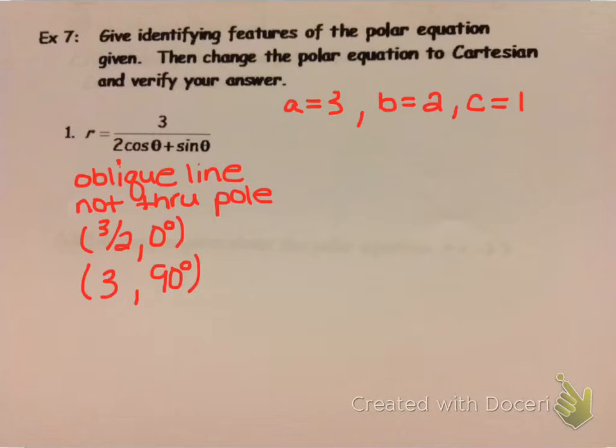So that's actually quite a bit of information about that line without ever converting to Cartesian form. So now I'm going to convert to Cartesian form to confirm it and figure out the relationship between A, B, and C and my normal slope and y-intercept information about my line. So I had r equal to 3 over 2 cosine theta plus sine theta. And just like with the polar coordinate notes, I'm going to take that entire denominator and multiply it up to the other side.